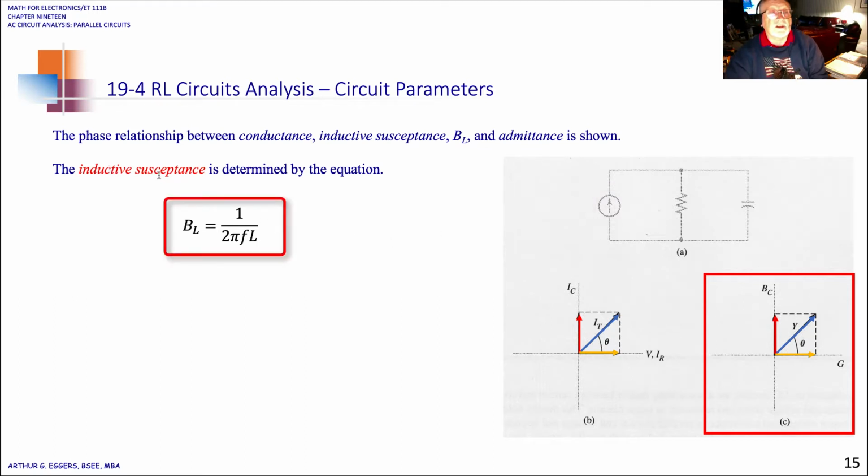So inductive susceptance then is determined by the equation. Again, this looks a lot like what we saw for X sub C, 2 pi FC, but now since we're dealing with reciprocals, this becomes the reciprocal of the inductive reactance, 2 pi FL.